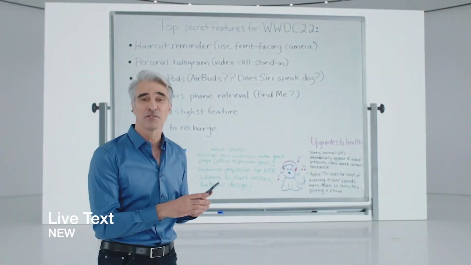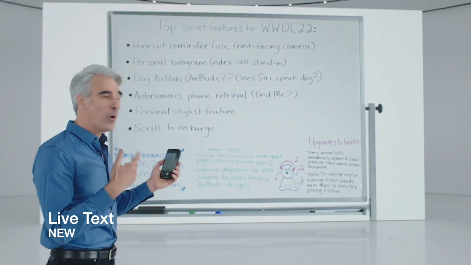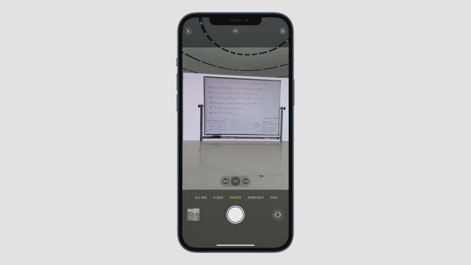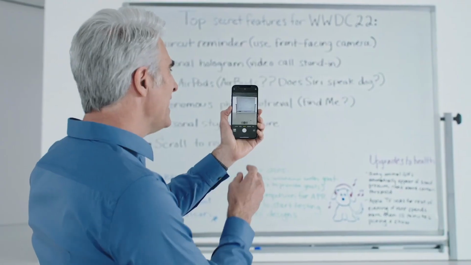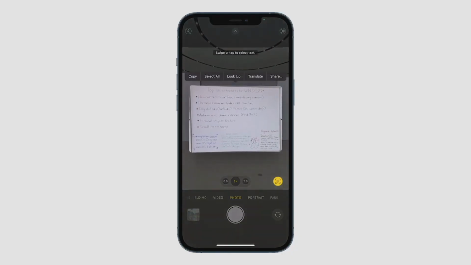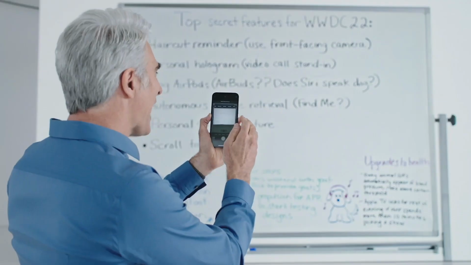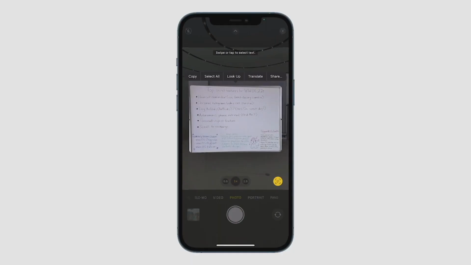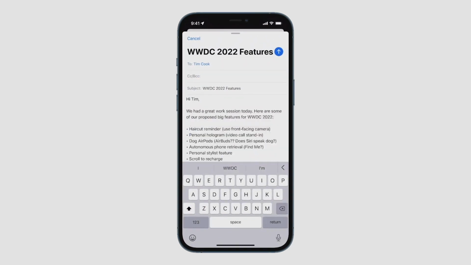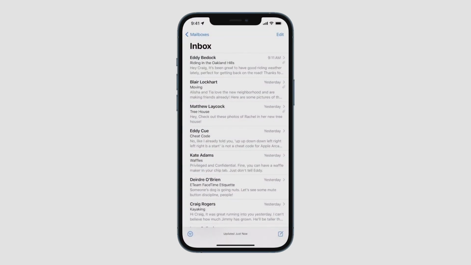Let's get started with a feature we call Live Text. Let's say I just finished a meeting with the team, and I want to capture my notes from the whiteboard. I can now just point the camera at the whiteboard, and an indicator appears here in the lower right. When I tap it, the text just jumps right out. I can use my normal text selection gestures, just drag and copy. Now I can switch over to Mail and paste those in, and then send this off to Tim.